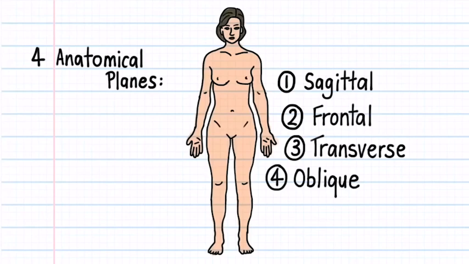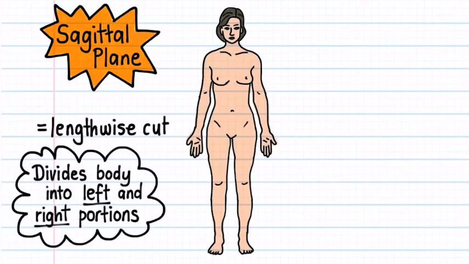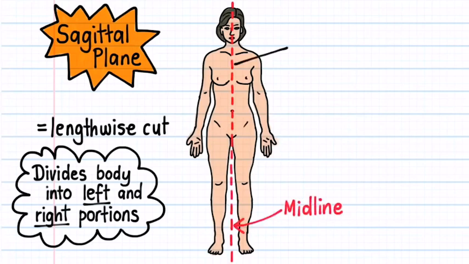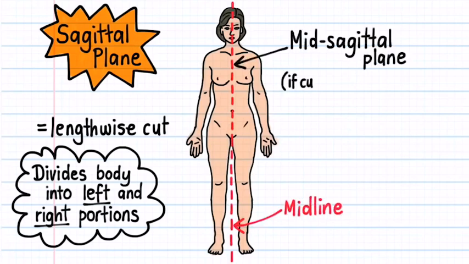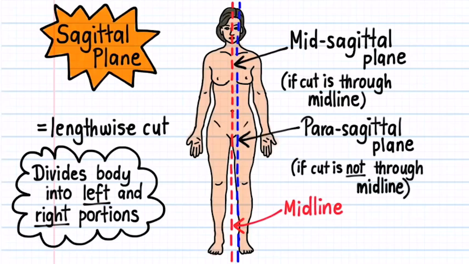A sagittal plane is a lengthwise or vertical cut that divides the body into left and right portions. If the cut passes through the midline of the body, then we call this a mid-sagittal plane. However, if the cut doesn't exactly pass through the midline, we call this a parasagittal plane.